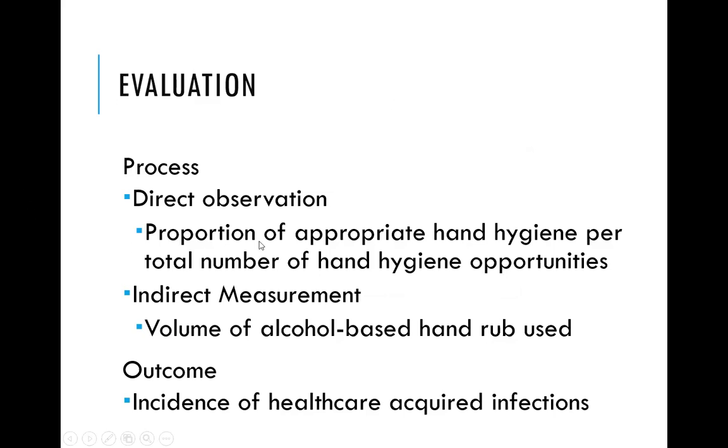Now, evaluation could be direct observation, indirect observation, or it could be an outcome. So what is this direct observation? It is the proportion of appropriate hand hygiene, if we are talking about safety, per total number of hand hygiene opportunities. Indirect measurements would be the volume of alcohol-based hand rubs that are used in context to today's scenario. And outcome could be the incidence of healthcare acquired infections that have been taken care of.